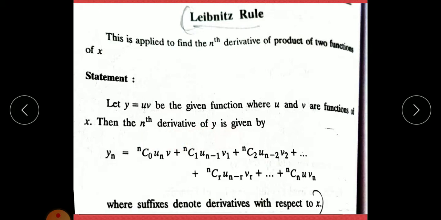Then the nth derivative of y, that is the function, is defined as yn equal to nc0 un v plus nc1 un minus 1 v1 plus nc2 un minus 2 v2 and so on up to ncr un minus r vr plus and so on. The last term is ncn u vn. Where the suffix denotes the derivative with respect to x. So what is the suffix? Suffixes here are un minus 1, v1. So these are all the derivatives with respect to x.